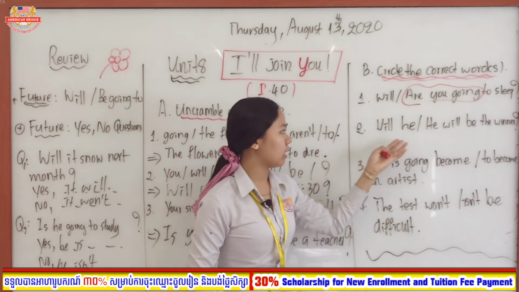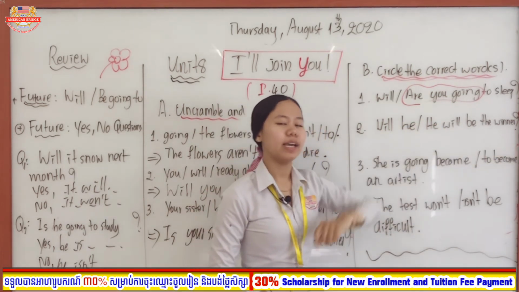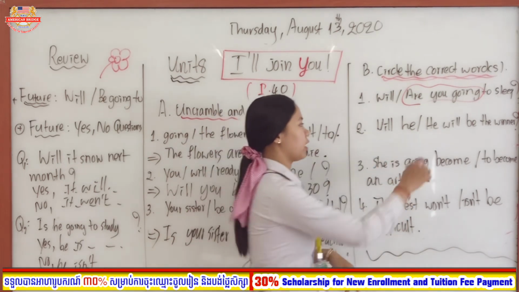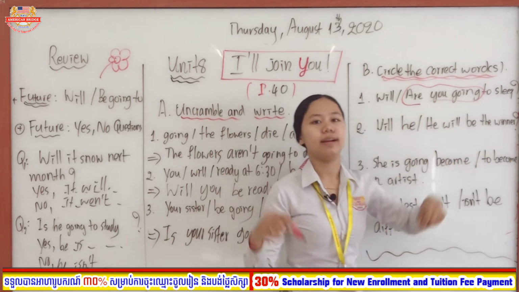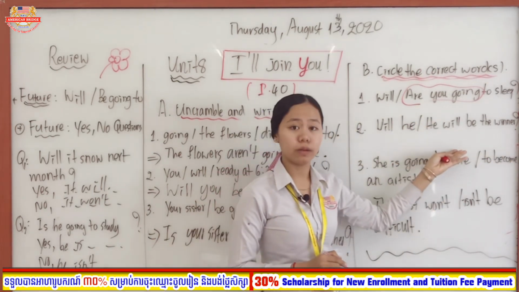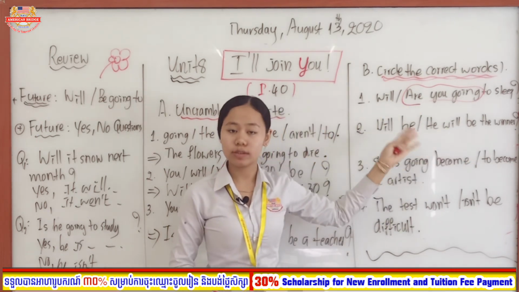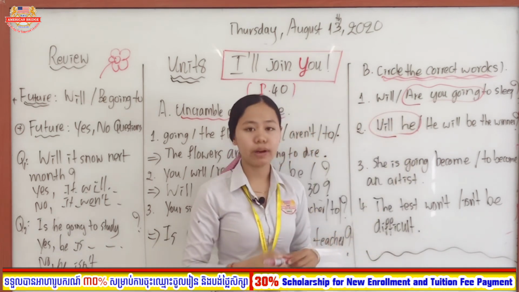And number 2: will he or he will be? It is in the question form. In the question form we need to put will first, right? So you cannot put he will be the winner and then a question mark. But if I put a full stop here, yes, you can choose he will. But here we have a question mark, that's why we choose will he, right? So: will he.